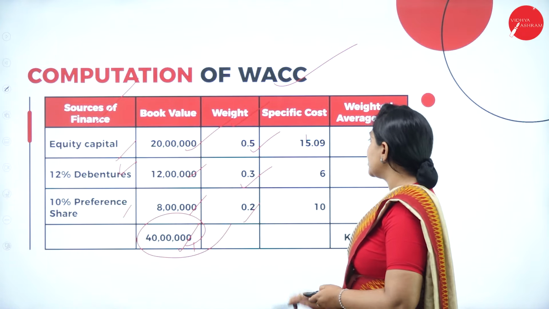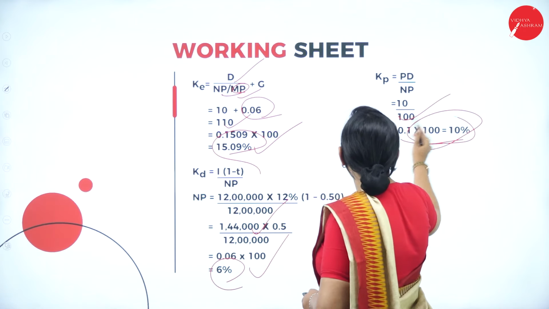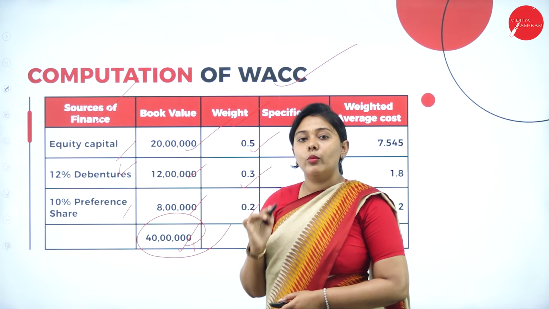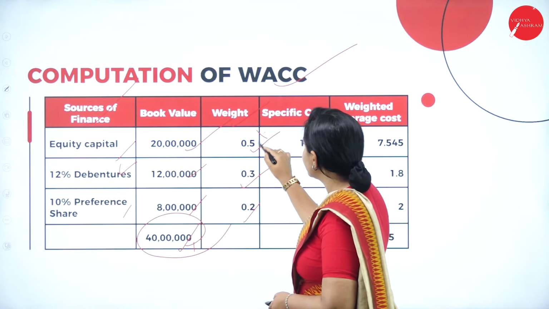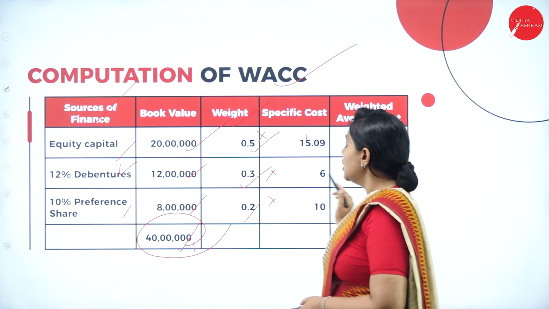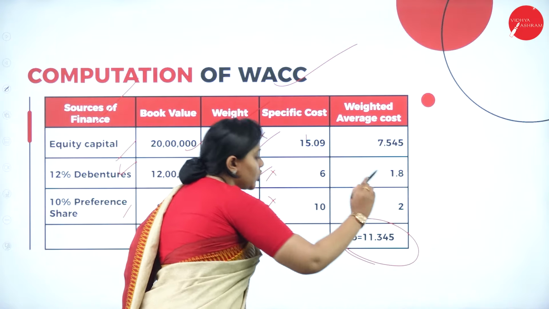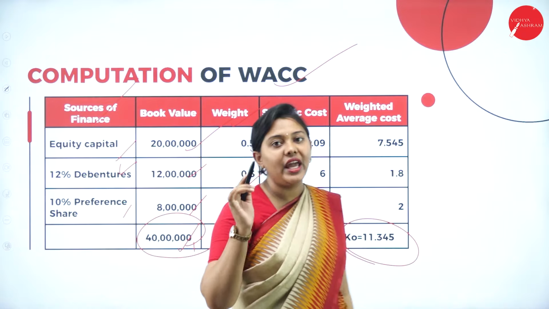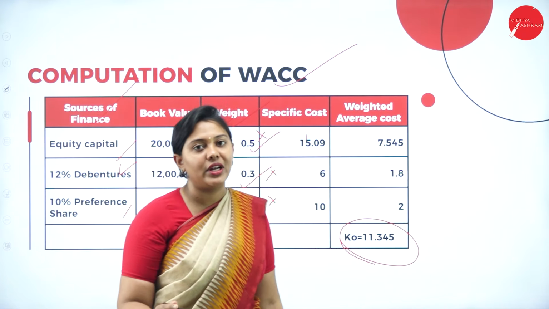Now, specific cost we have calculated. So, this calculation we have taken here in the specific cost. And the next column is what? Weighted average cost. So, how do you get weighted average cost? Specific cost into weight. If you do it, you will get your weighted average cost. The total of it will be the overall cost of capital. So, this is the calculation of condition A, where the corporate tax was 50%.